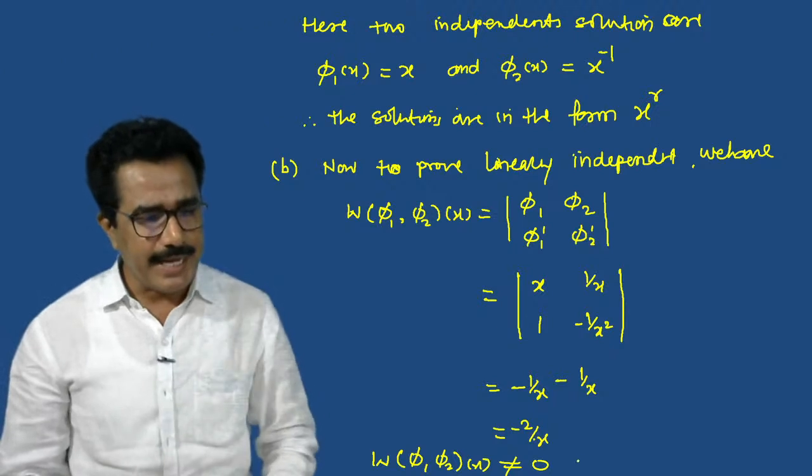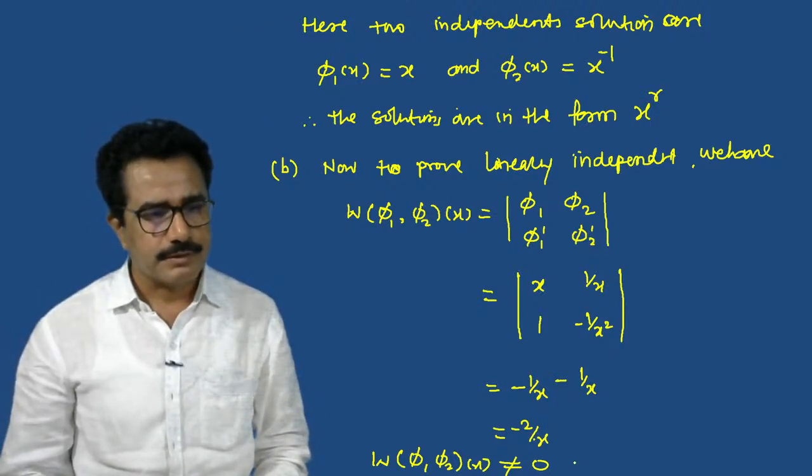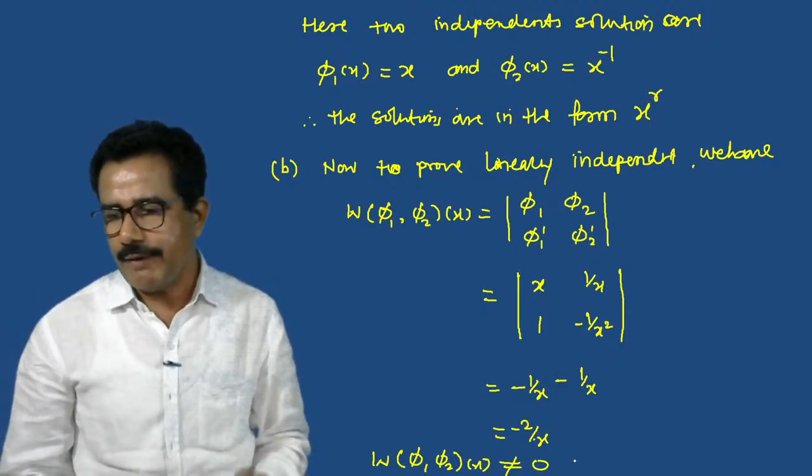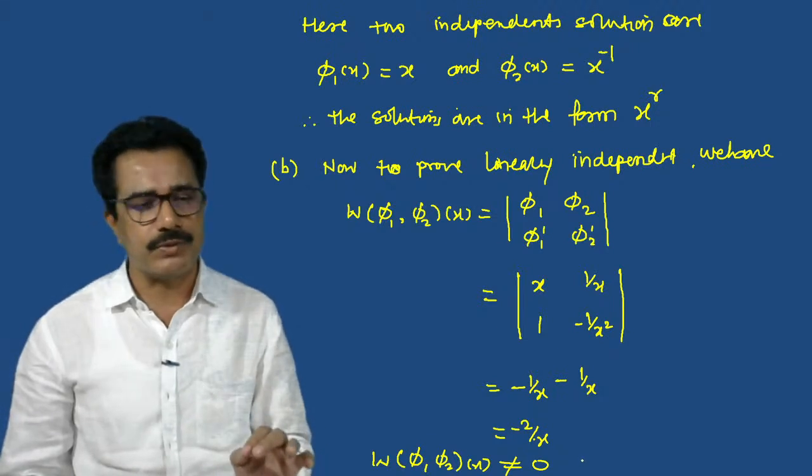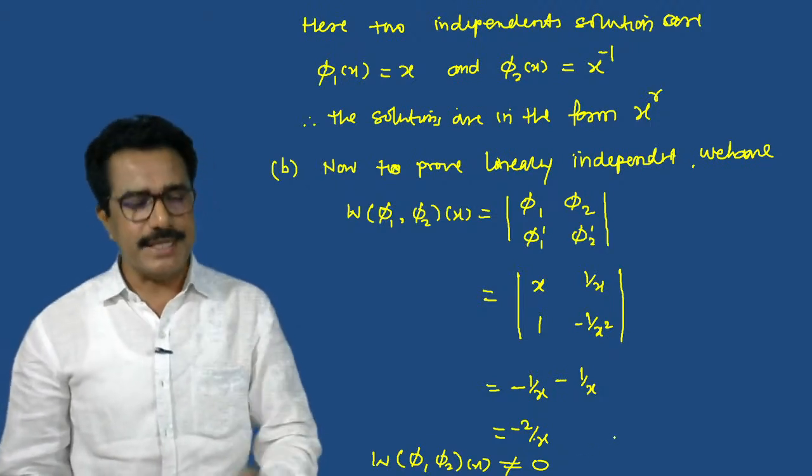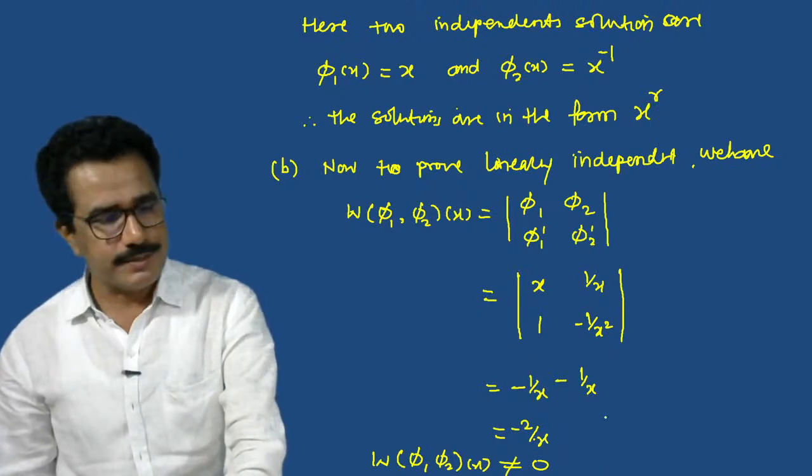So we can take Wronskian of phi 1 comma phi 2 which is not equals to 0. So we can say that the two solutions are linearly independent.